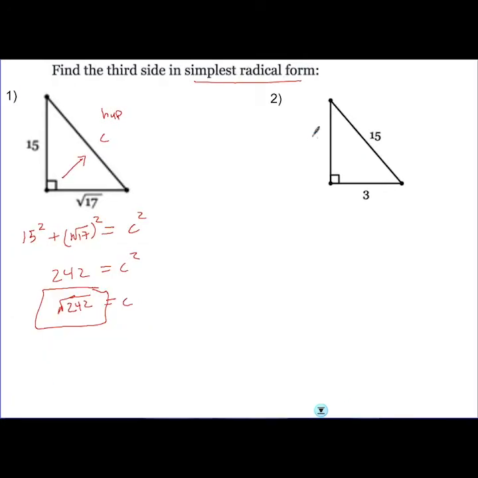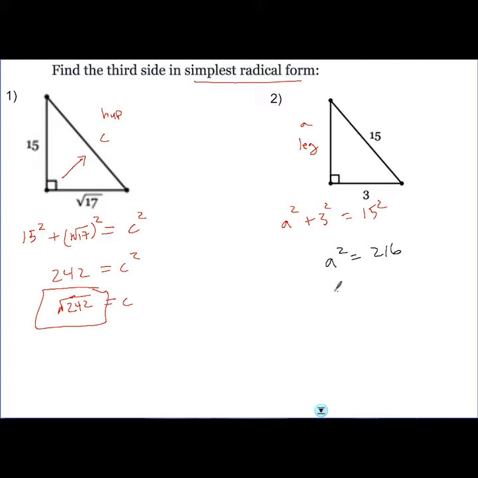Okay, so what happens here is if we have a missing leg, let's just call that A. To compute this, we have a squared plus b squared equals c squared. Slightly different than this problem here. In this example, we're going to subtract the 9 from the 15 squared. So we get a squared equals 216.